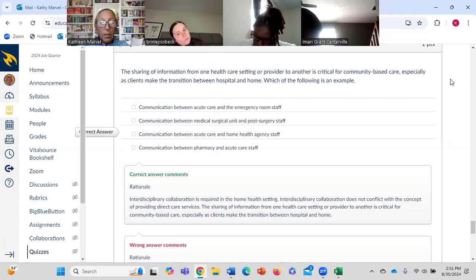You're not transitioning to emergency room staff. A has nothing to do with it. Post-surgery staff, nope. Pharmacy, nope. Right? We're transitioning from hospital to home. So there has to be effective communication between the acute care facility and the home health agency, right? To make that a smooth transition.